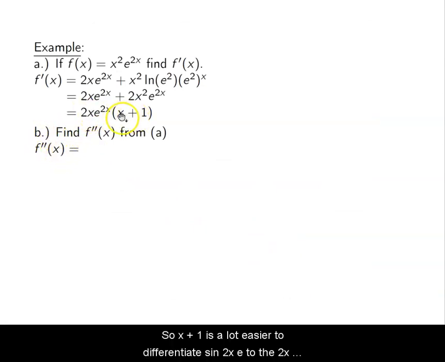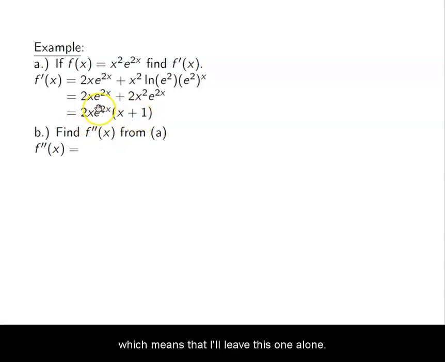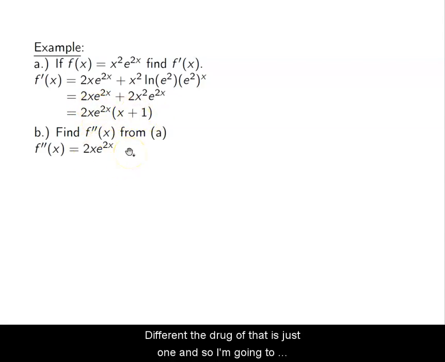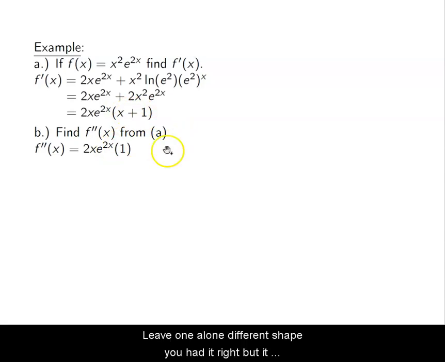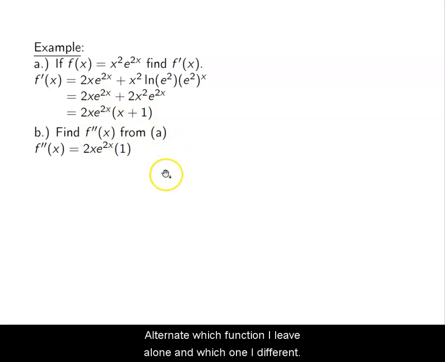Okay, so x plus 1 is a lot easier to differentiate than 2x e to the 2x, so I'm going to actually just differentiate this one first, which means that I'll leave this one alone and I'll differentiate this. X plus 1, the derivative of that is just 1. And so I'm going to add to that then the derivative of this one that is a product of functions, since it's a little bit more work. And I'll leave the second one alone. So I'm still switching the order. I'm differentiating one, leave the other alone, add to that, leave one alone, differentiate the other, right? But it doesn't matter which order I start that off as long as I alternate which function I leave alone and which one I differentiate.